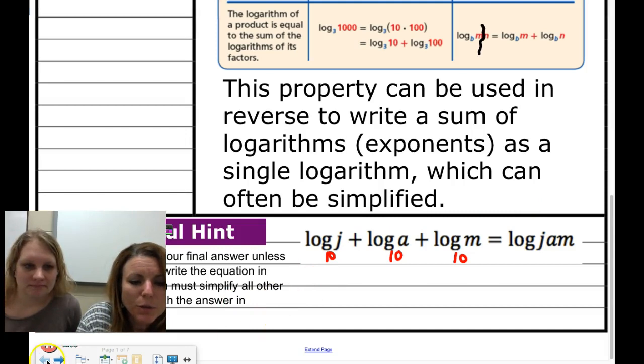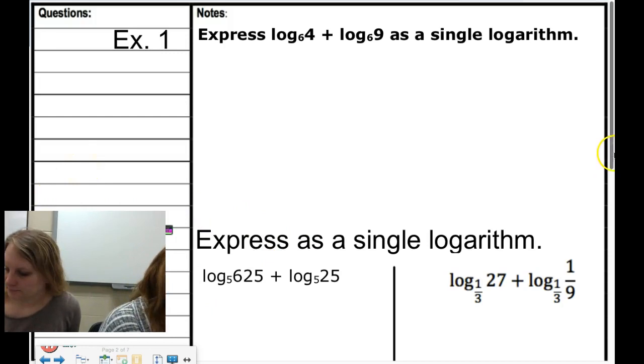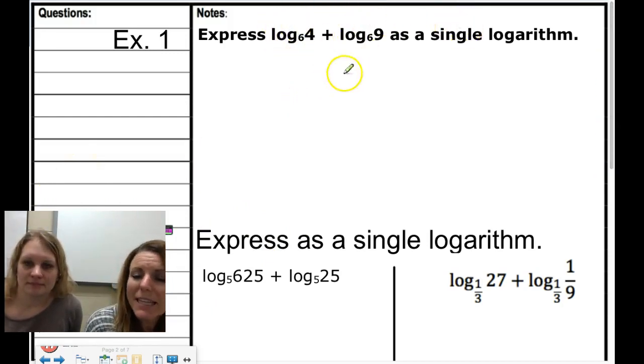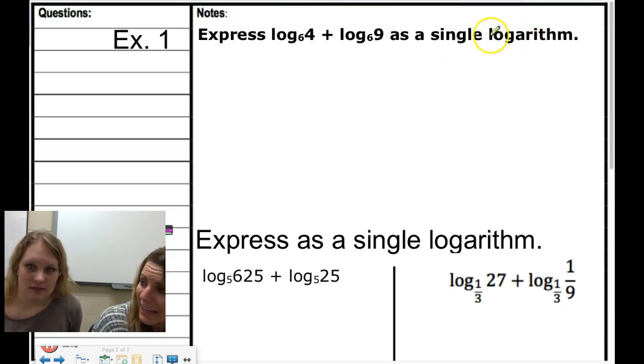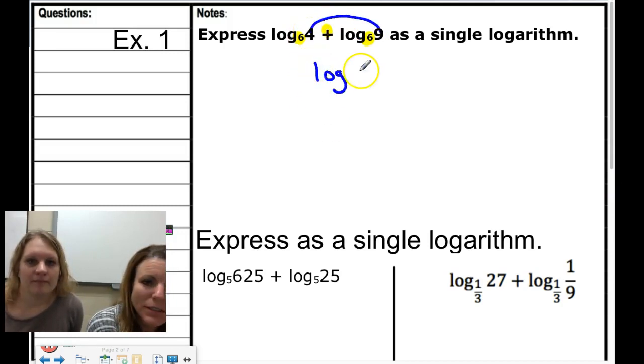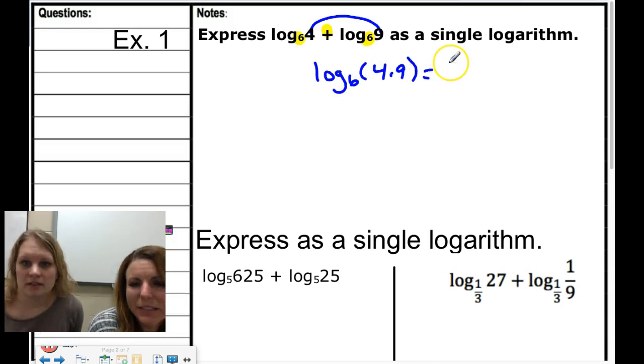Perfect. So when we go to the next page, it looks like we must have an example. Number 1, it says express that expression as a single log. So we're adding. The bases are the same. They are base 6 and base 6. So we just multiply the 4 and the 9. So we can write that as log base 6, and in parentheses, write 4 times 9 so they can see what we're doing, which equals log base 6 of 36.